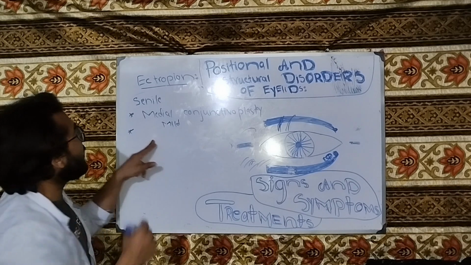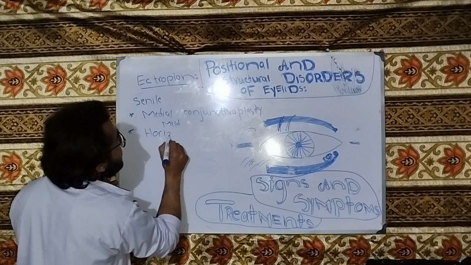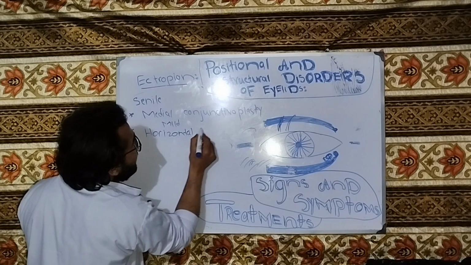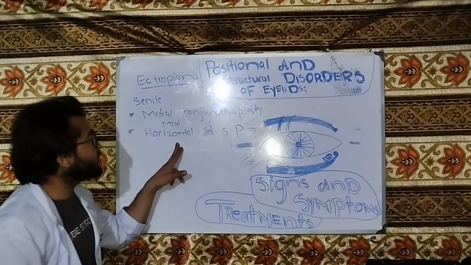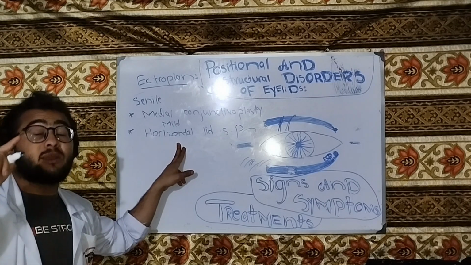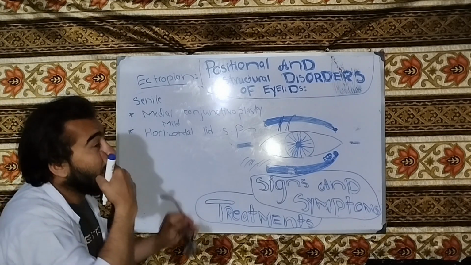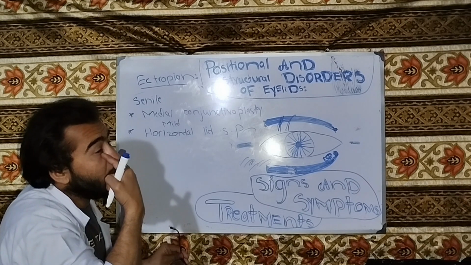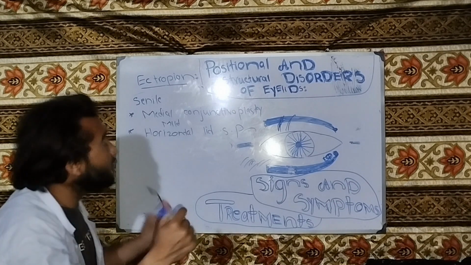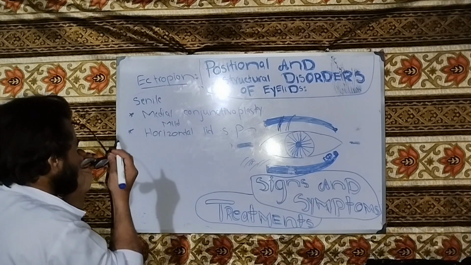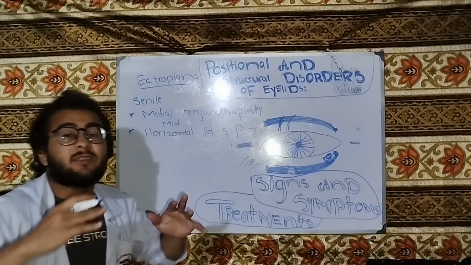Another procedure is called the horizontal lid shortening procedure. In this procedure, we are excising full thickness eyelid. This is the eyelid, so we are removing a pentagonal structure. A pentagon of full thickness eyelid margin is removed where the ectropion is most prominent.